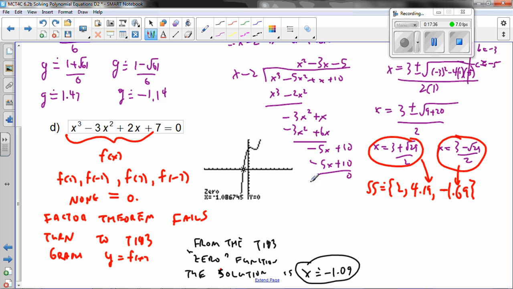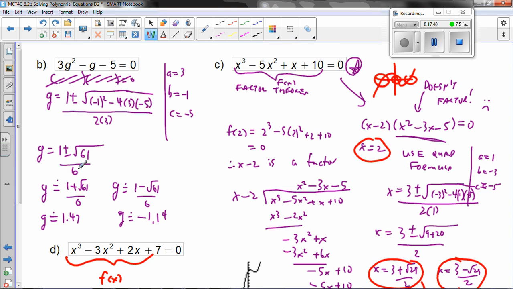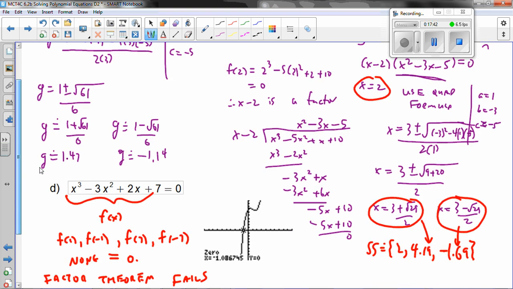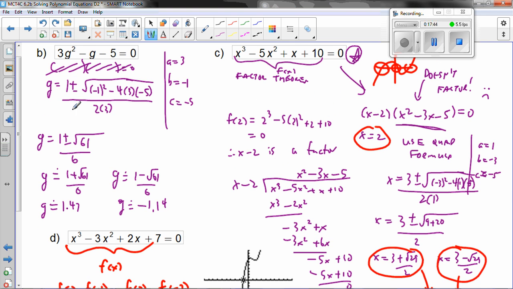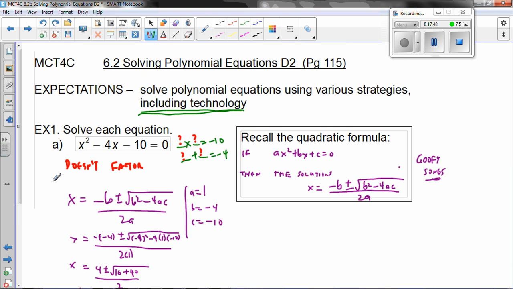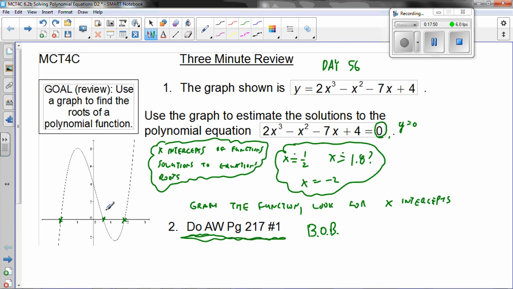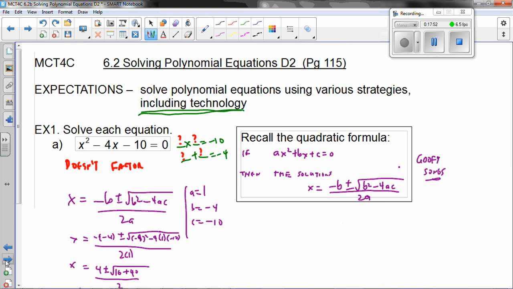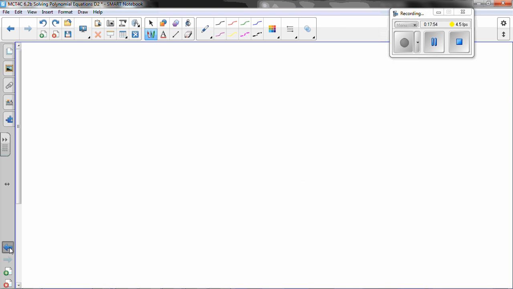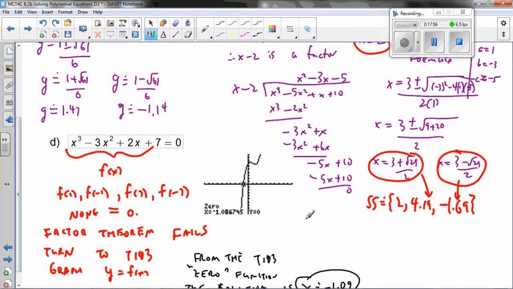Okay. All right. So the homework today, I think that's it. Yep, that's it. The homework today is a mixture of the quadratic formula, a mixture of doing some using graphs, and using the TI-83 like we just did here to solve them. So have fun with that.